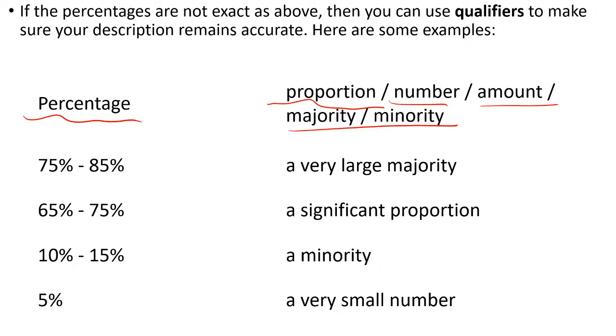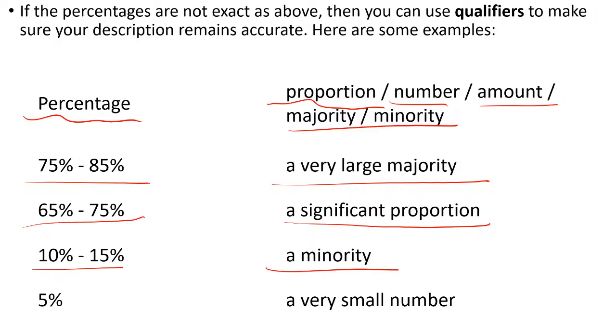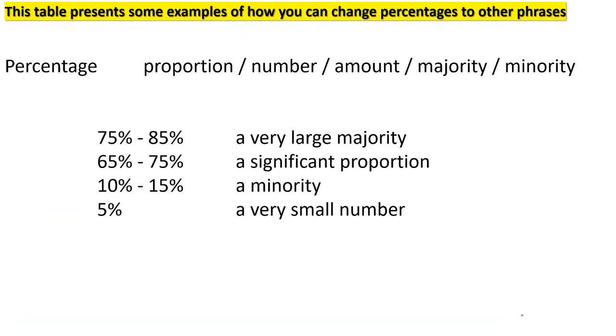So if it is 75% to 85%, you can talk about a very large majority. If it is 65% to 75%, you can talk about a significant proportion. If it is 10 to 15%, you can write a minority. If it is 5%, you can write a very small number.